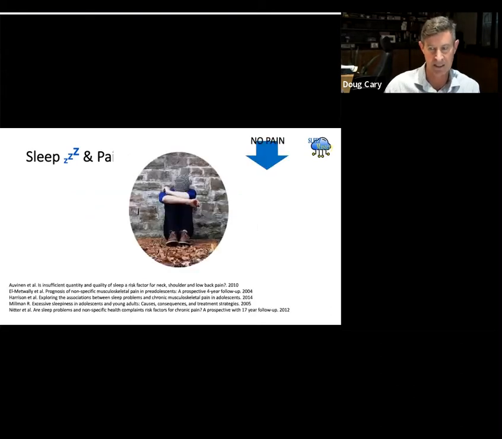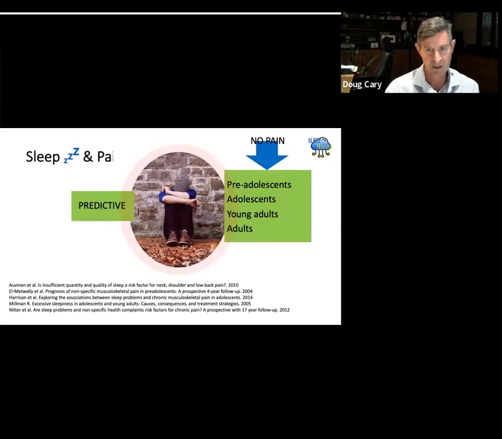And what they've done is taken populations of healthy individuals, so they could be pre-adolescents, adolescents, young adults or adults, all healthy ones with no pain, and they then subject them to short sleep. And what they found is that it becomes predictive. So if you are healthy and you're subjected to short sleep, you will develop musculoskeletal painful conditions as a result of that short sleeping process. So as primary contact practitioners, that to me was like, wow, this is a real eye-opener, because treating pain is my bread and butter.